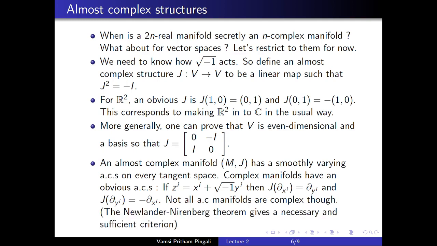If you want to know whether a particular given almost complex structure is secretly arising out of a complex manifold structure, there is a necessary and sufficient condition. That's called the Nirenberg integrability theorem. It's not at all easy to prove, but it's an old theorem, right? That at least can be done. All right.